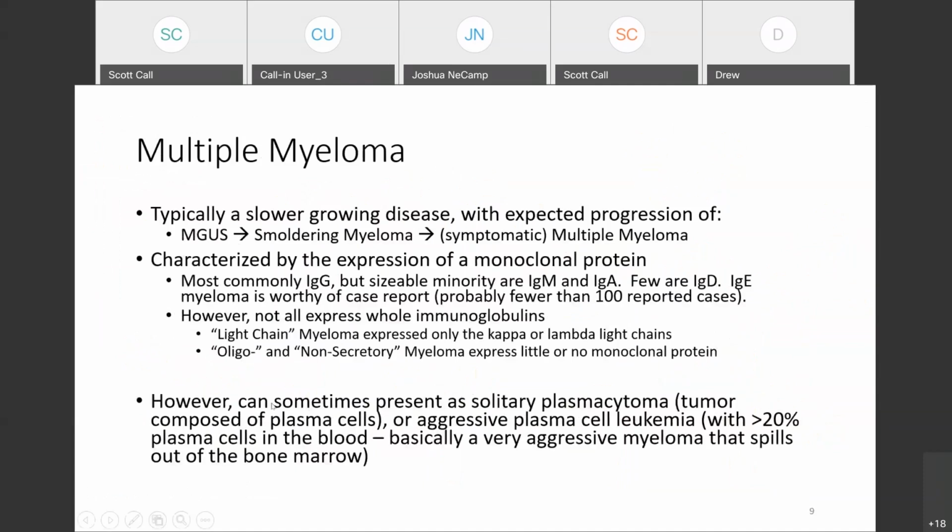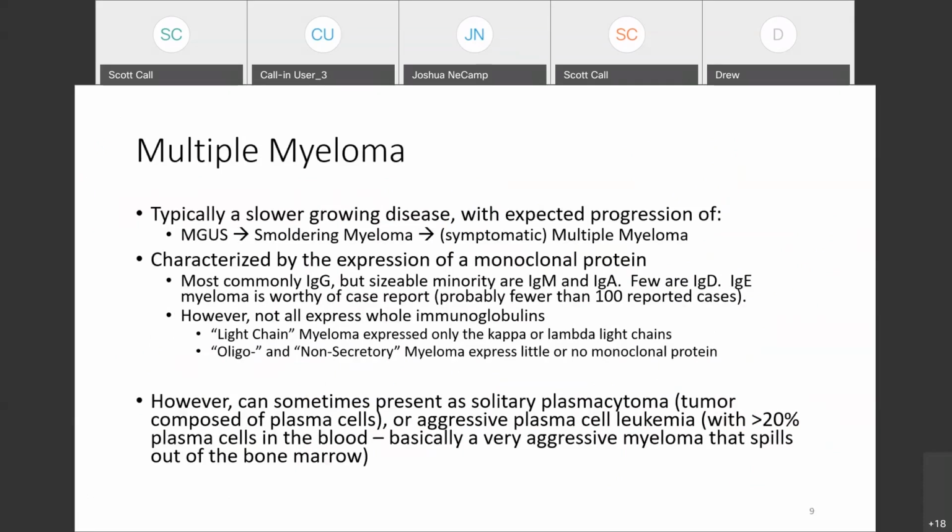And then also some myelomas make very little or even no monoclonal protein. Those are actually hard to diagnose and hard to follow, because we can't really measure anything in the serum. We can't measure any immunoglobulin or light chains. The only way we know about it and know how to follow them is by finding out how many plasma cells they have in the bone marrow.